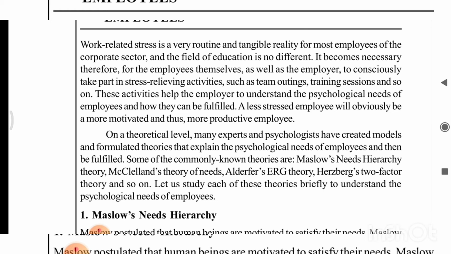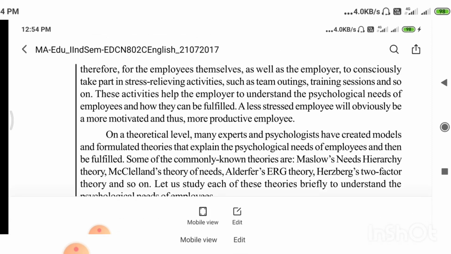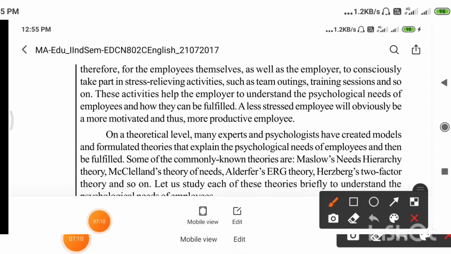He or she is going to give a good outcome to any institution where he or she is working. Now, if we look further, on a theoretical level, many experts and psychologists have created models and formulated theories. Formulated means they formed theories that explain the psychological needs of employees and how they can be fulfilled. Some of the commonly known theories: this is a very important topic, and you all need to pay attention to it. We are going to talk about the theories given by the various psychologists. They may ask you who has given which theory and who the famous names are, so this is very important.